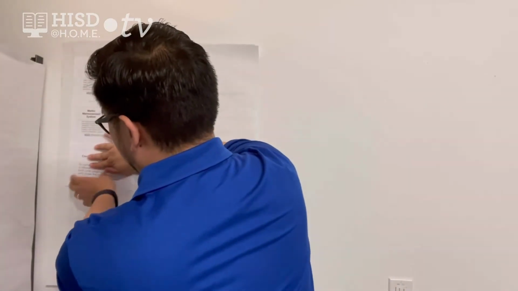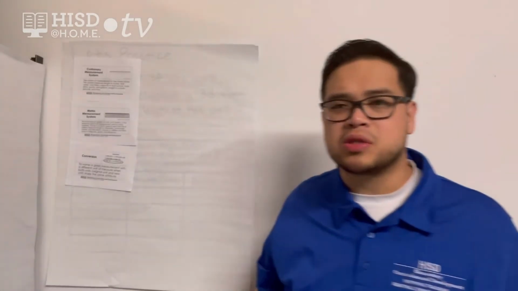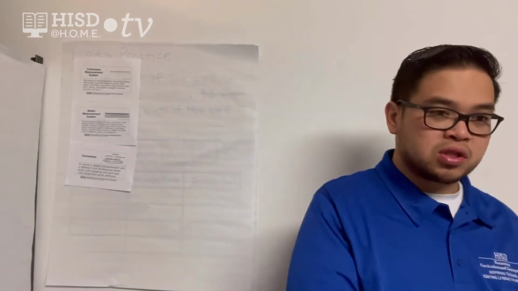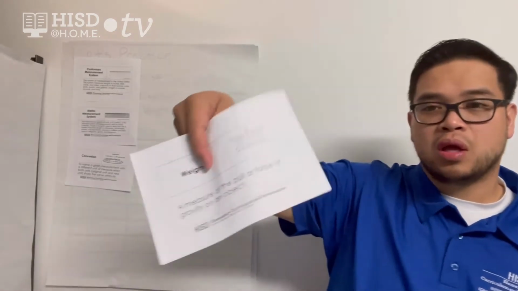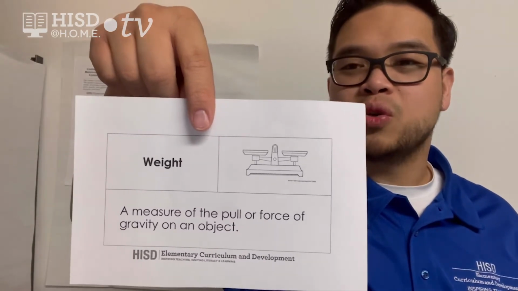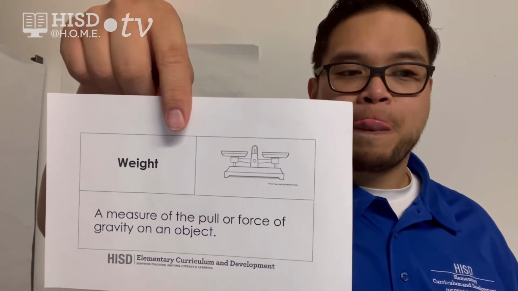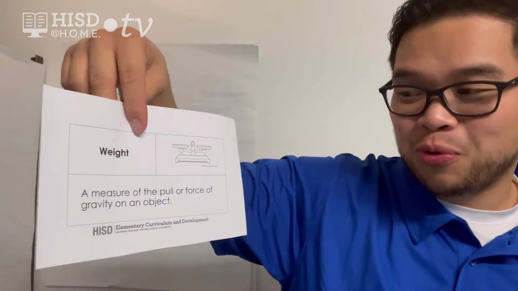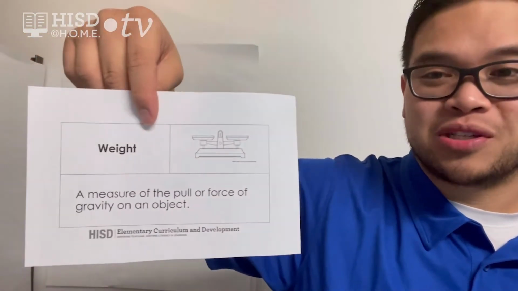Conversion. So that's like earlier we were talking about centimeters and milliliters. They're both within the same attribute, but they're used to measure different units. Then we're going to move on to weight, a measure of the pull or force of gravity on an object.